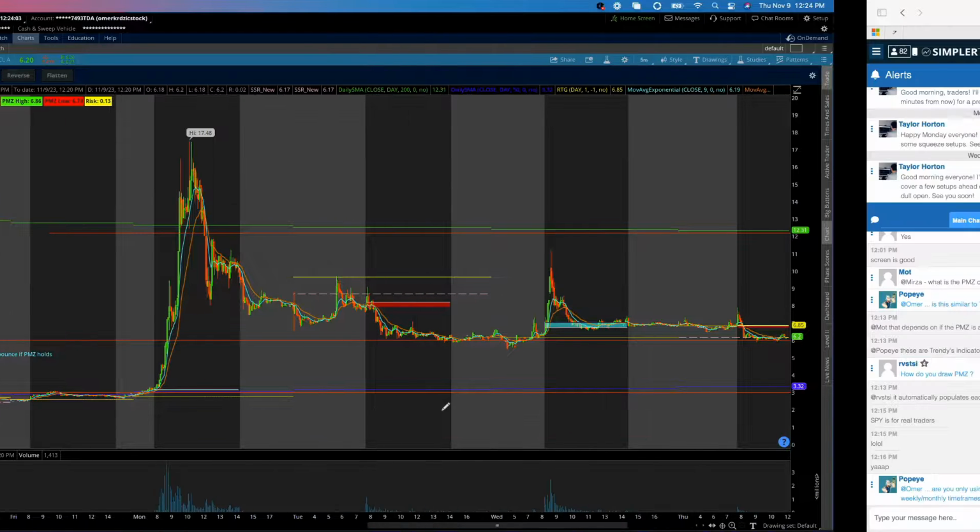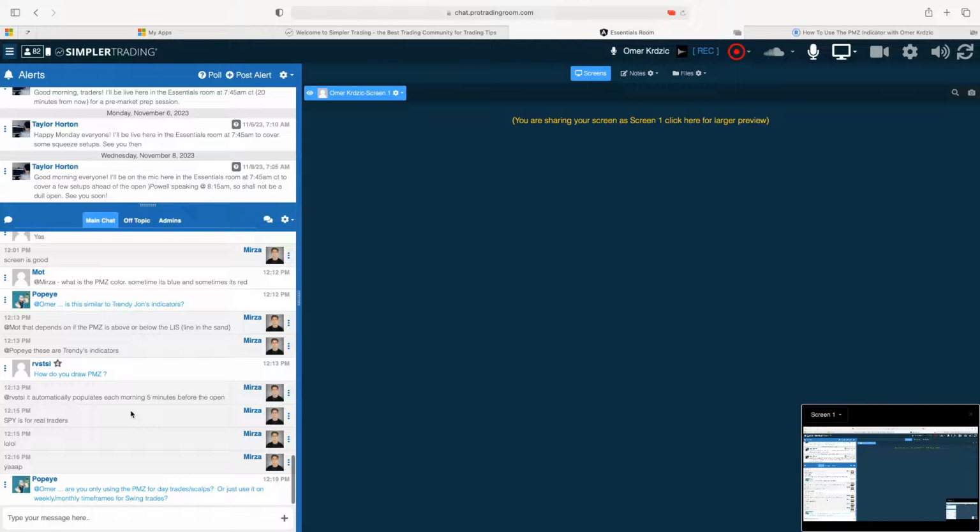So yeah, you can use them for intraday trading and scalping. I'd probably say that's the best way to use it. Because it does populate in the pre-market zone, but I think it's a really good supplement to pretty much any system that you may have, because you always want to know where that pre-market intraday support and supply may be. So you want to stay on the right side of the market, right?